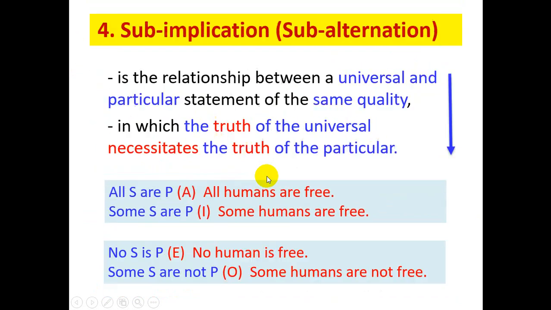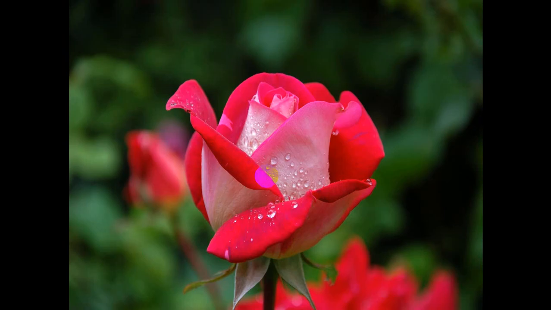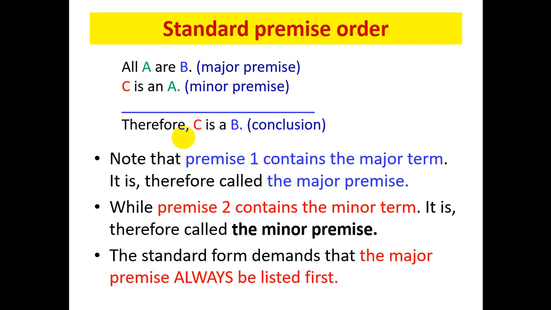Okay, let's go to another point in our lecture. What about the standard premise order? What is the standard order of premises in a logical argument? When we say all A are B, this is the major premise. C is an A, this is the minor premise. Therefore, C is a B, this is the conclusion.